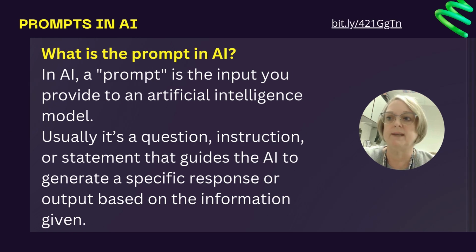A prompt in AI is the input or the information that you provide to the artificial intelligence tool. Essentially, it's like a question or some instructions or a statement that guides the AI to generate something specific, a response or an output that is solely based on the information that we give it. So the quality of the output depends very much on the quality of the input.